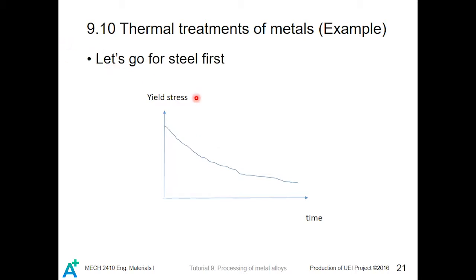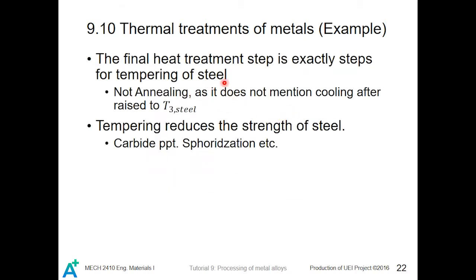We will have the following sketch, where the yield stress decreases with respect to time. It is because in the final heat treatment step, after T1 steel is achieved, the temperature is lowered to some temperature below T1 steel, which is T3 steel, for a period of time. Such a process is basically the tempering of the steel, which reduces the strength of steel due to some carbide precipitation and the softening of the steel.